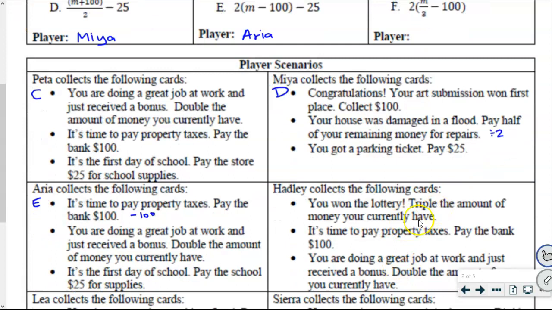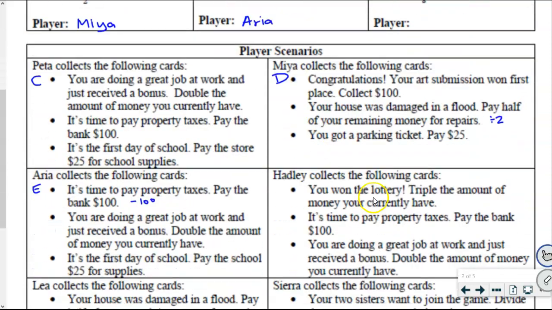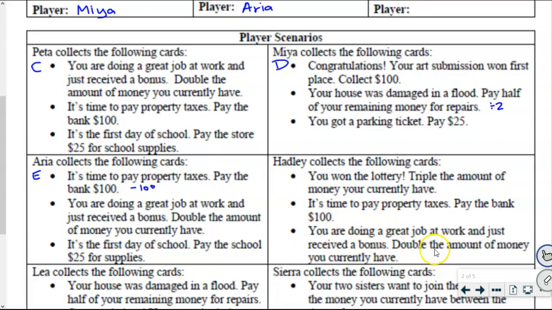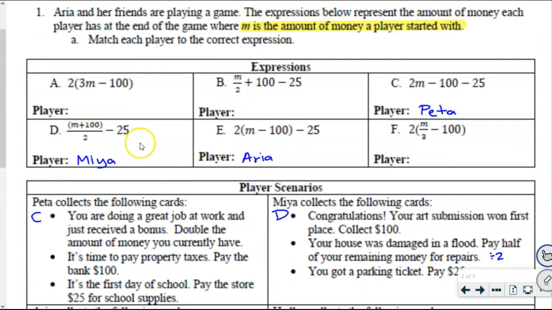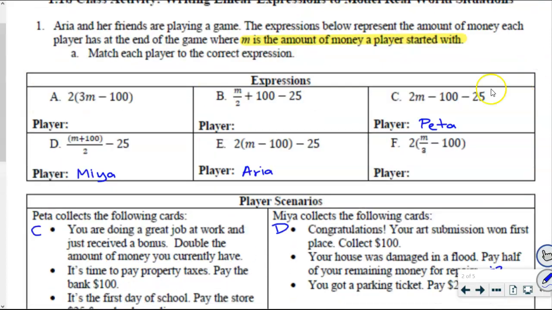After we triple the amount of money, then we have to pay property taxes. So let's see, multiply by 3, and then we pay $100 in property taxes, and we finish up receiving a bonus, doubling the amount of money that we currently have. So after we multiply by 3 and subtract 100, that's in parentheses because all of that is doubled. Therefore, Hadley is player A.